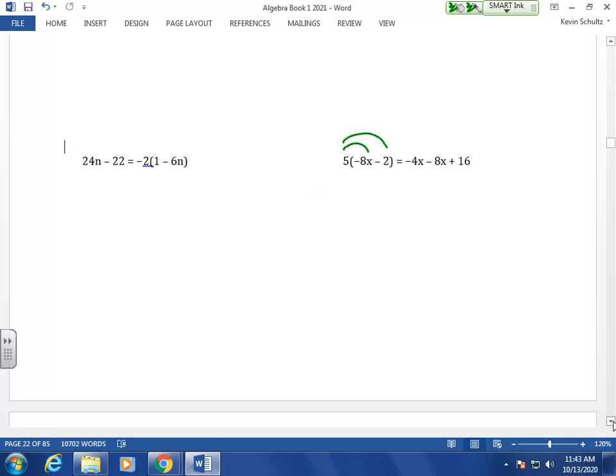5 times negative 8 is a negative 40. 5 times negative 2 is negative 10. And just like that, I've dealt with those parentheses, right? Left side's done. On the right side, negative 4x minus 8x. What are those combined to equal? Bridget. You combine negative 4 and negative 8 to get negative 12. Very good.